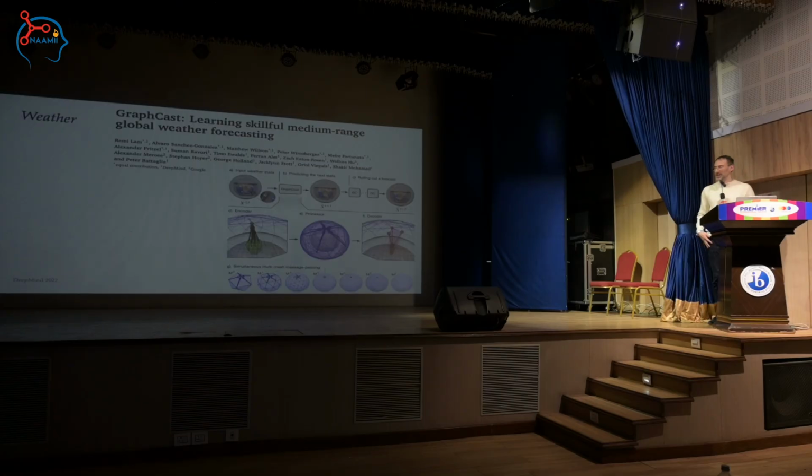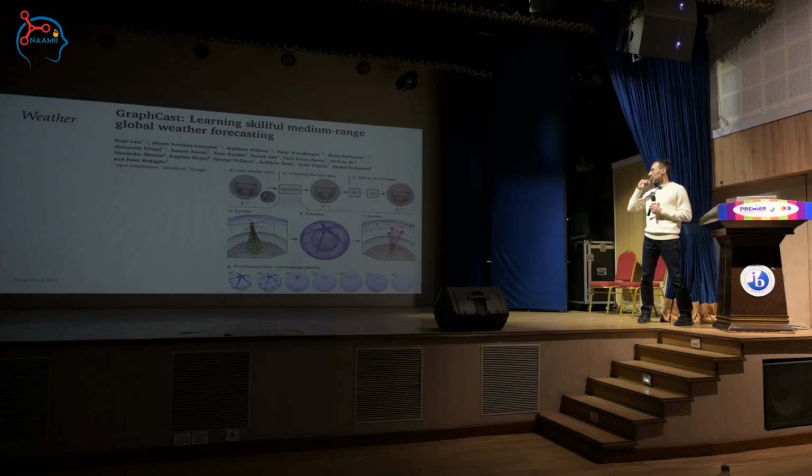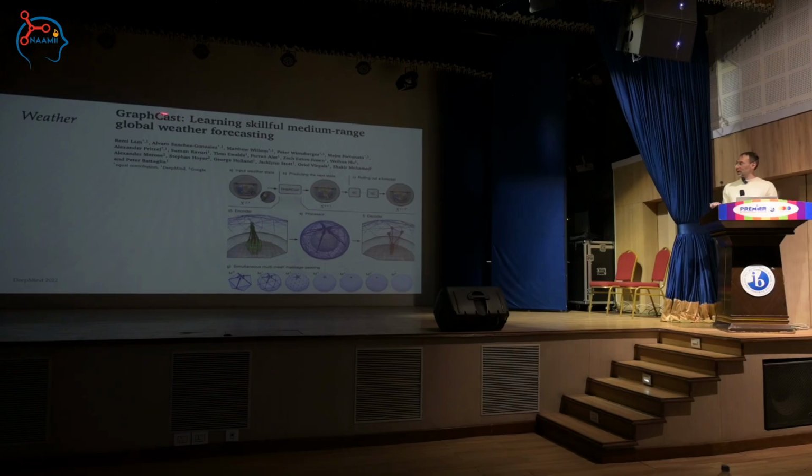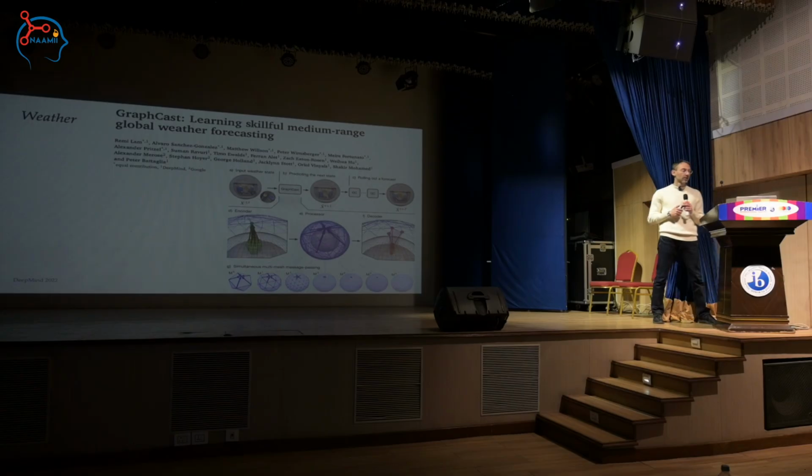And probably one of the best examples, this is already an old story, that appeared on the cover, I think, of Science. This is DeepMind's work called GraphCast, which forecasts weather significantly more accurately and faster than traditional methods. Again, it's based on graph neural networks and special geometric architectures.